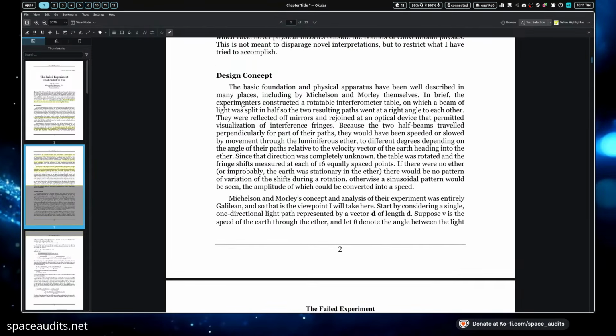The design concept. The basic foundational and physical apparatus have been well described in many places, including by Michelson and Morley themselves. In brief, the experimenters constructed a rotatable interferometer table on which a beam of light was split in half so that the two resulting paths went at a right angle to one another. They were reflected off of mirrors and rejoined at an optical device that permitted the visualization of the interference fringes. So just a canvas, a panel for it to be projected onto.